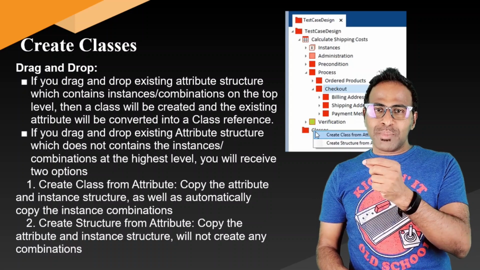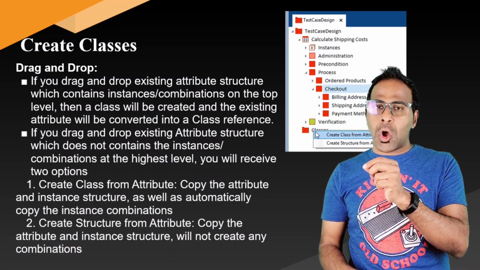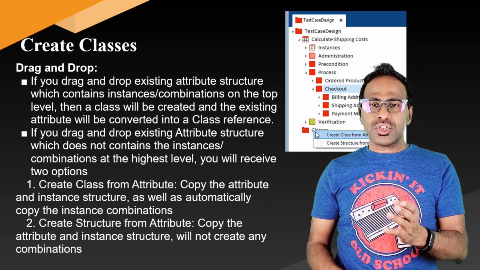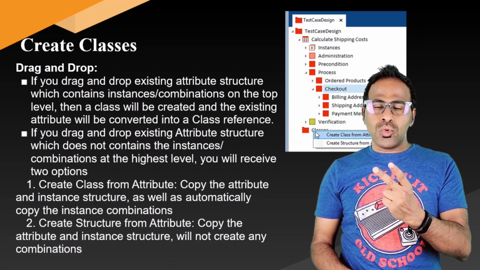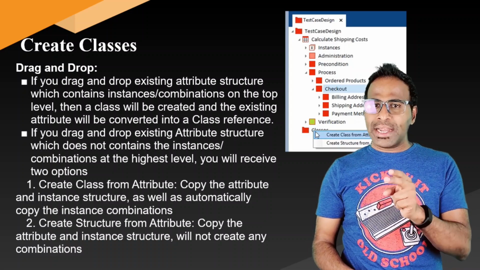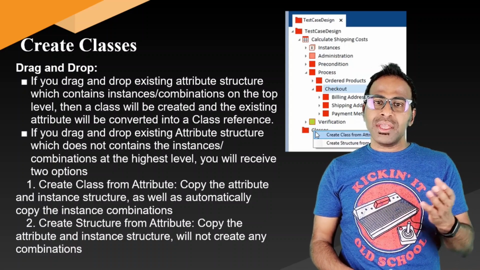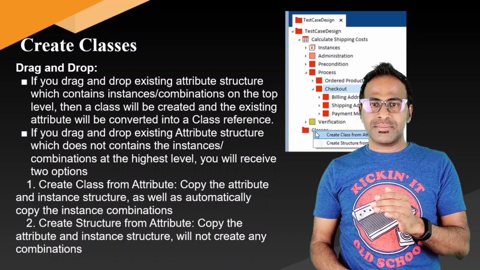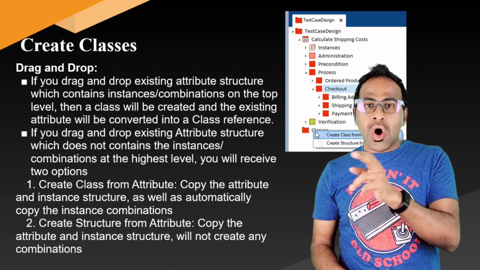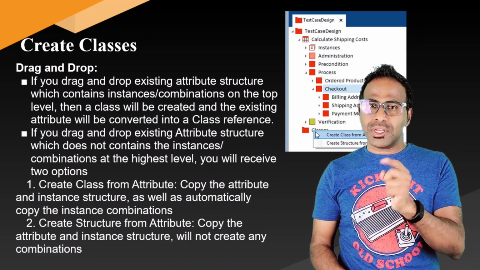So under a particular attribute, if you don't have your instances and combinations immediately at the top level, then if you drag and drop, you will get two options. One is create class from attribute, which copies the attribute and the instance structure, as well as automatically copies the combinations also, the test data combinations.